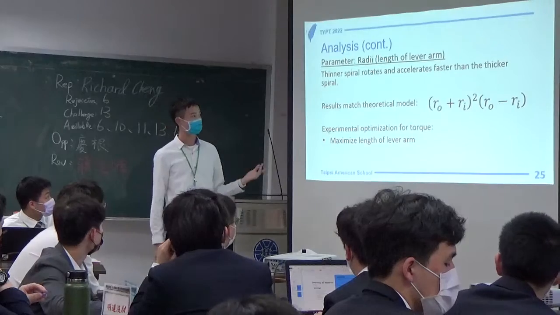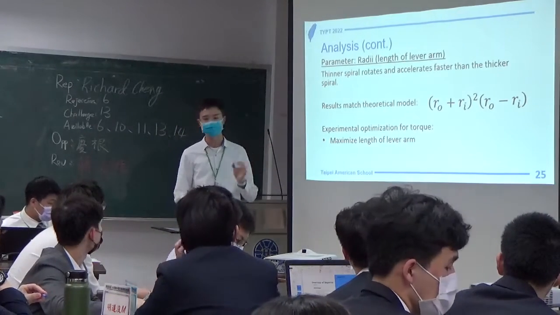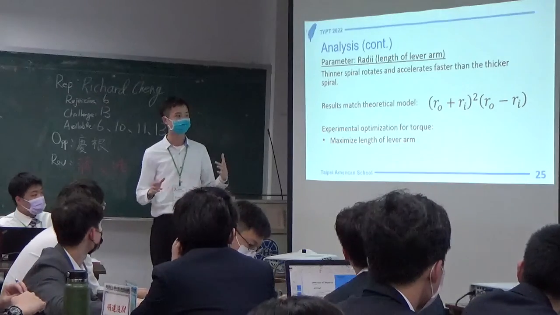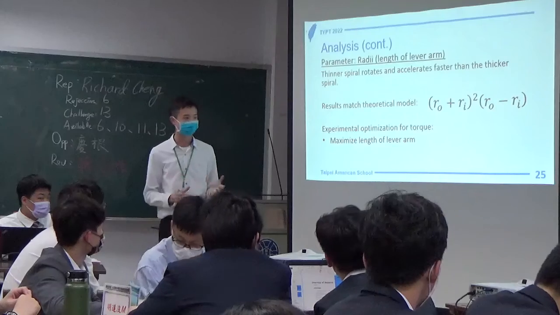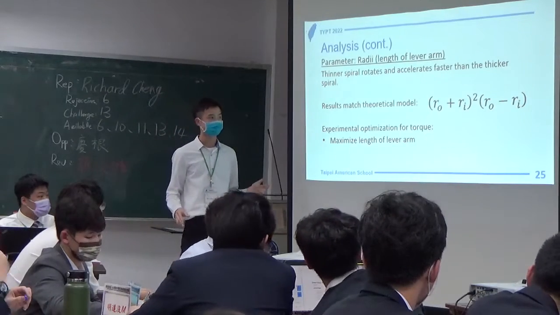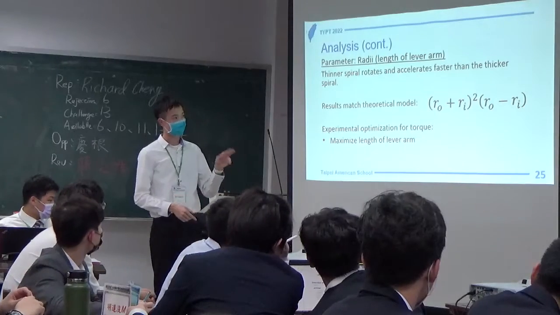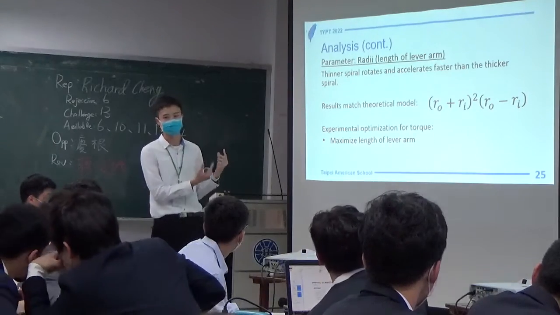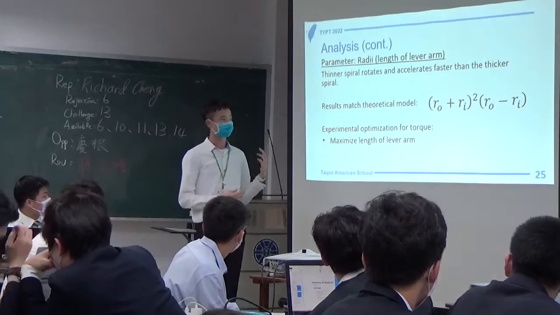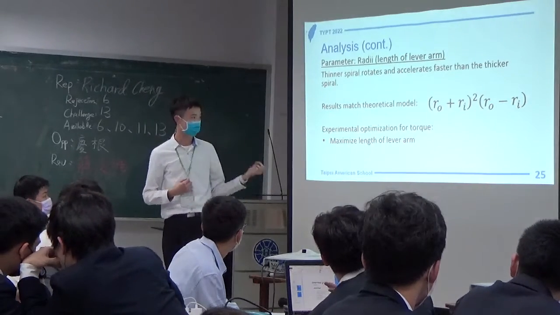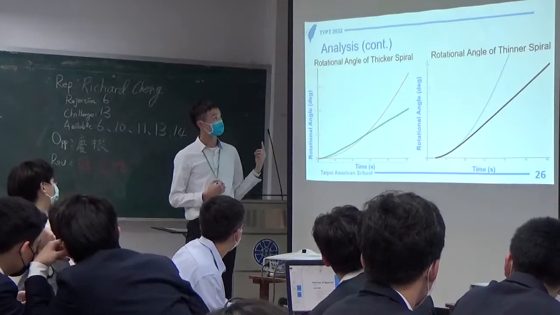This matches our theoretical model because our theoretical model has the sum of the two radii, which is the average radius, squared, so it contributes way more in the overall equation than the difference of the two radii. This means the thinner spiral with the larger R inner, because I kept the R outer constant, would also have greater torque. So our optimization is to maximize the length of the lever arm.